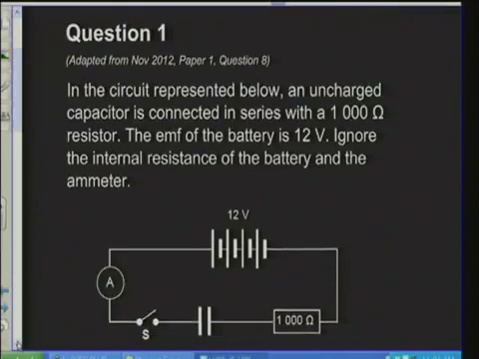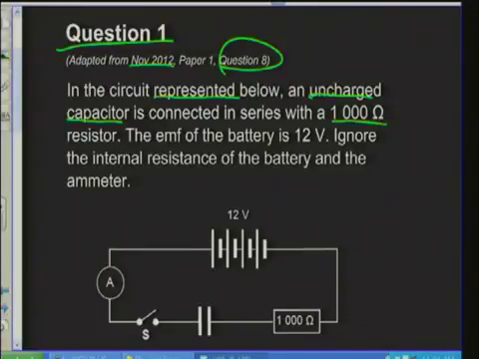I am now coming to a question here that will introduce you to this revision session that we're having. We're calling it question 1, but it is from the November 2012 end of year question. It was question 8 then. In the circuit represented below, an uncharged capacitor, so the capacitor is not charged, is connected in series with a 1,000 ohm resistor. The EMF of the battery is 12 volts.